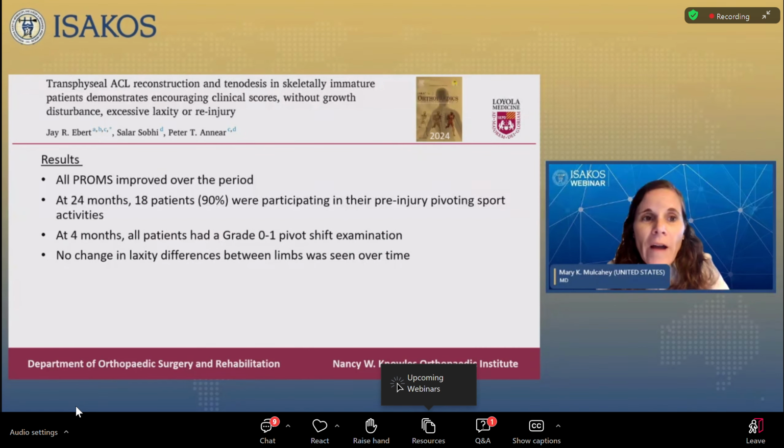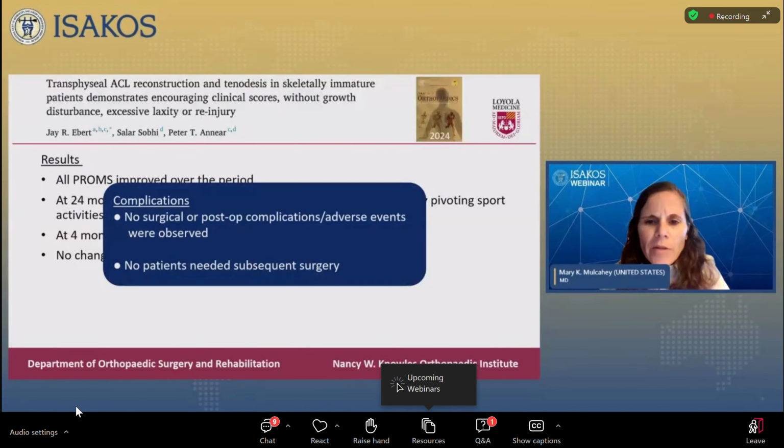This recent study found that all patient-reported outcome measures improved over the study period for transphyseal ACL reconstruction. At about 2 years, 90% of patients were participating in their pre-injury pivoting sports. At about 4 months, all of the patients had a resolution of their pivot shift, and there was no change in laxity difference between the limbs over time.